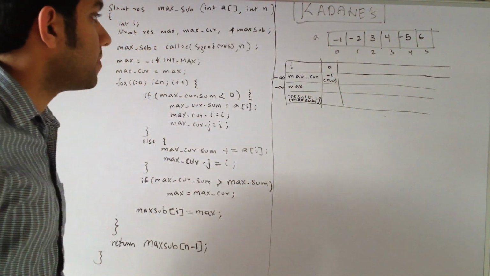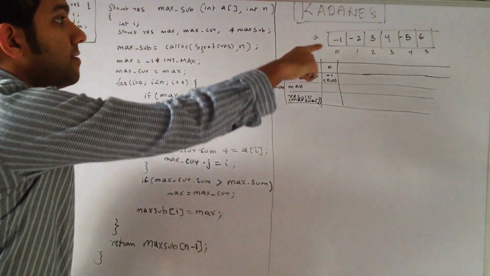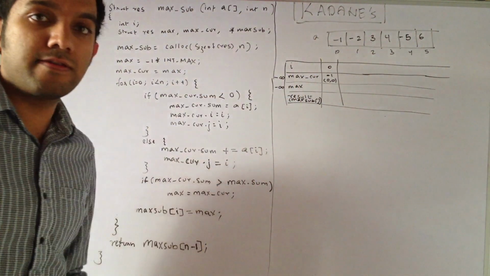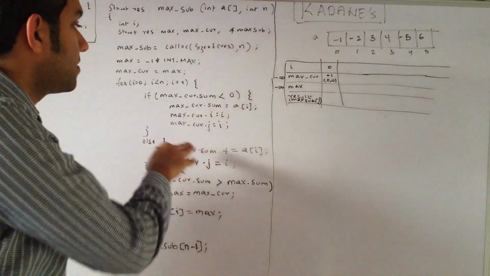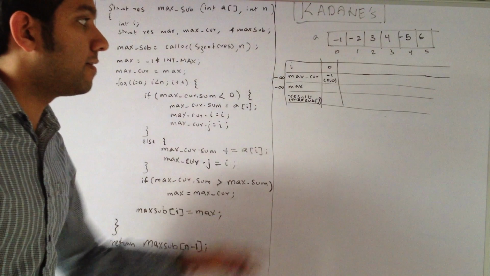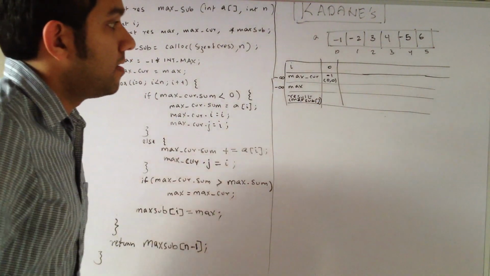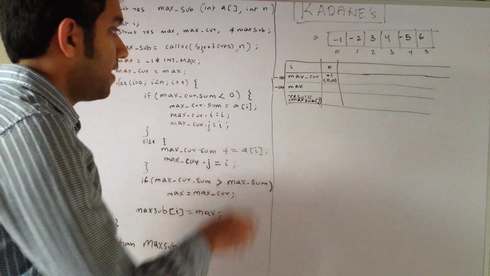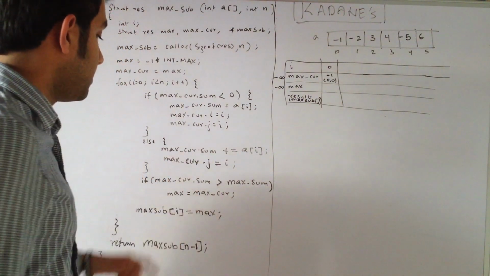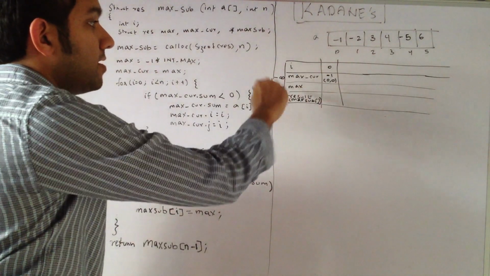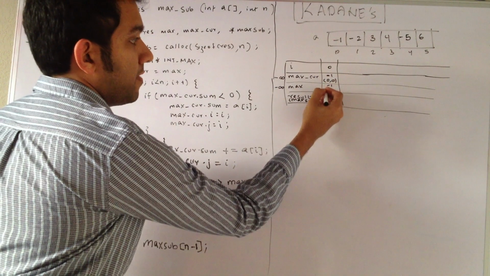Okay, so what happened was maxCur is negative infinity. We see that the current element is greater than the sum that's represented by maxCur. So we update maxCur to be the current element with an interval of 0, 0. And after that we update the max, because minus 1 is better than negative infinity, so we update the max.